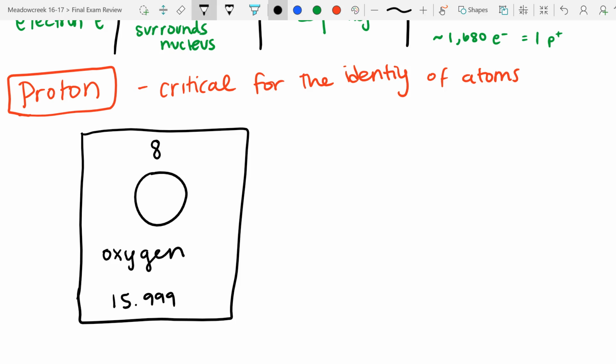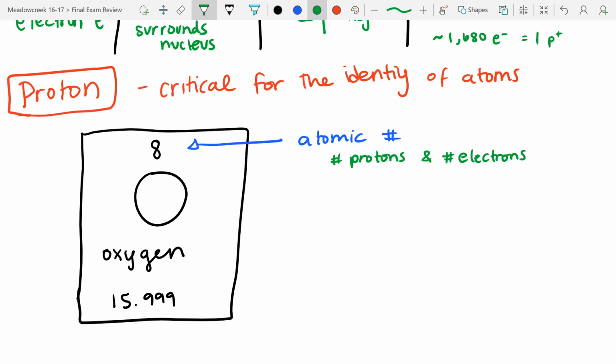All right. We're going to talk about what each of these things mean. Well, this 8 here is the atomic number, okay? And the atomic number tells us the number of protons. And in a neutral atom, it tells us the number of electrons, but that's only in a neutral atom where our protons and electrons are the same amount, okay?